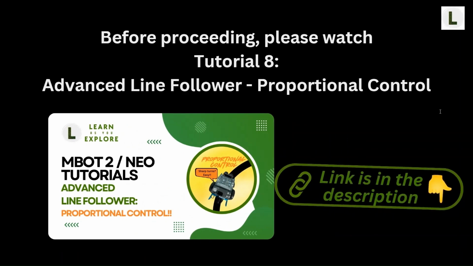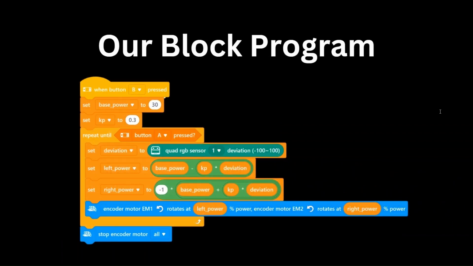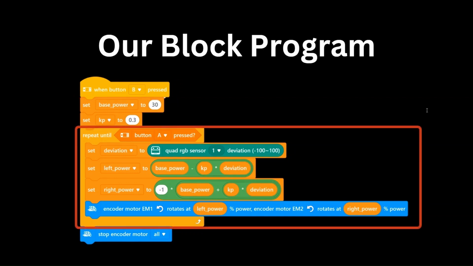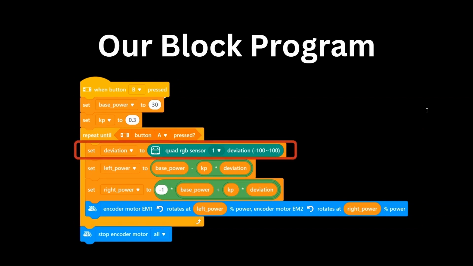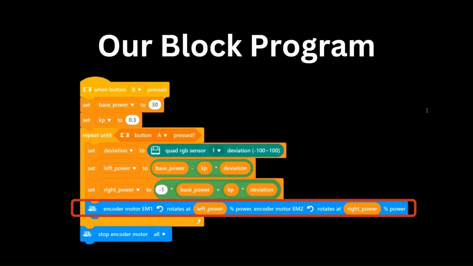Let's first take a look at our block program that we built in our proportional control line follower video. This program says that when button B is pressed, we initialize our variables and then loop until button A is pressed. Pressing button A will stop both the wheels and exit the program. Within the loop, we get the deviation value reported by the quad RGB sensor and then calculate the left and right power based on this deviation value. We then command these power values to the wheel motors of the robot.